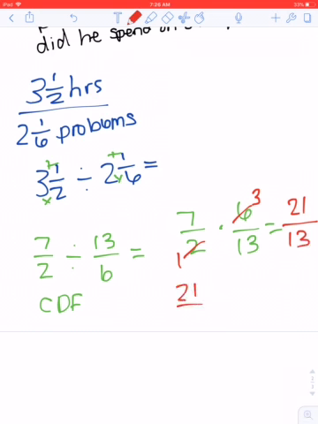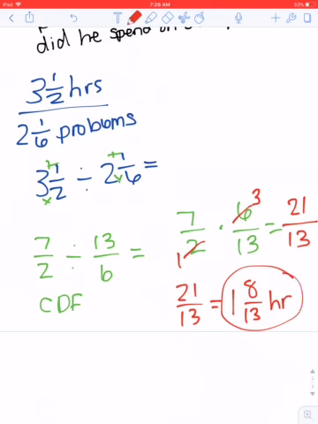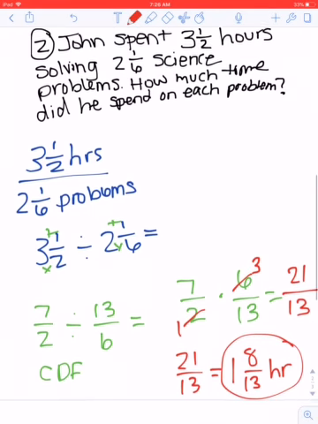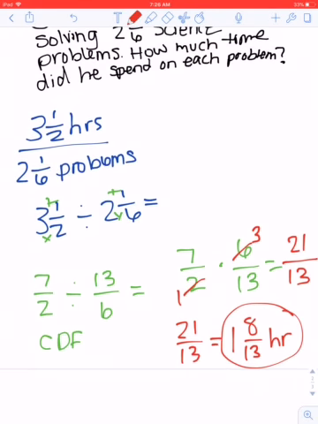So I get 21/13. I cannot simplify that, so I can go ahead and write it as 1, and I can find the difference between 21 and 13, which is 8. So I get 1 8/13 hours for each problem. So this is how long it takes John for each problem. And we want to make sure we have a complete sentence.